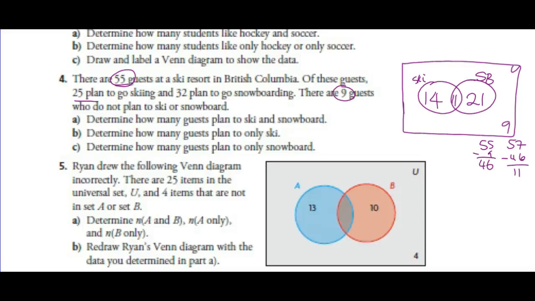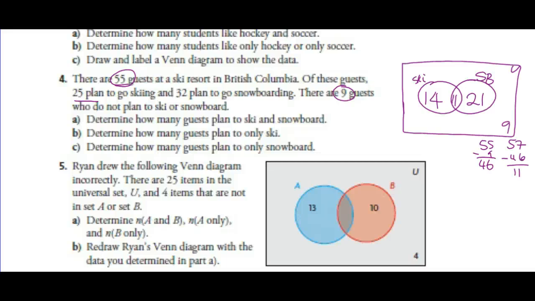Now, if you want to do it wrong, let's look at number 5. Ryan drew the following Venn diagram incorrectly. There are 25 items in the universal set. What's the problem right here? He's got 27 items in the universal set. That's a problem. And 4 items that are not in set A or B. Determine the number in A and B, the number, oh, we never answered this, right?